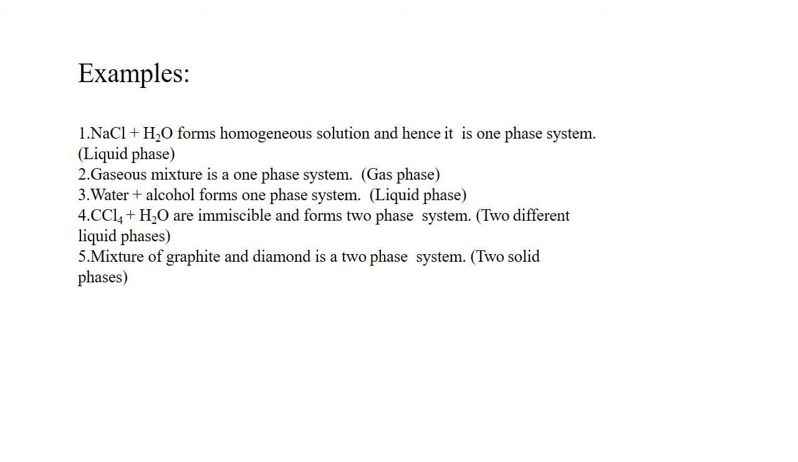So after we have described what a phase is and how we can guess whether it's a one phase system or a two phase system, when we see the names of the components, we can guess whether a mixture of two or three component substances is a one phase, two phase, or three phase system.